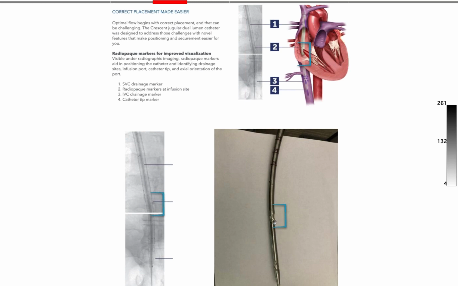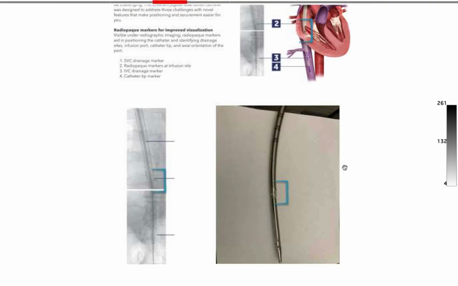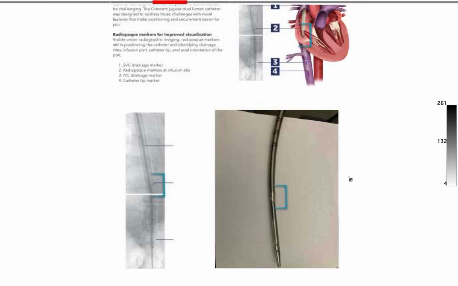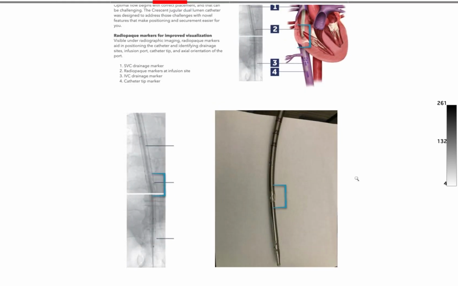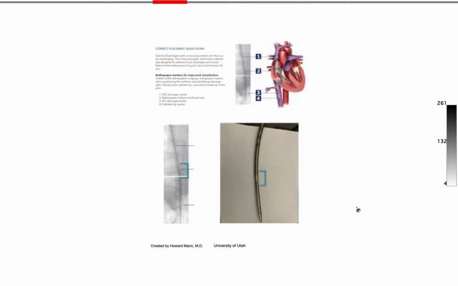So the manufacturer of this particular one says that you should try to be sure that the reinfusion port faces the tricuspid valve. Let me show you that. Now in practice, I'm not sure how critical that is, but that's the general idea.